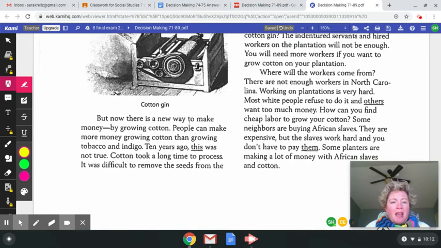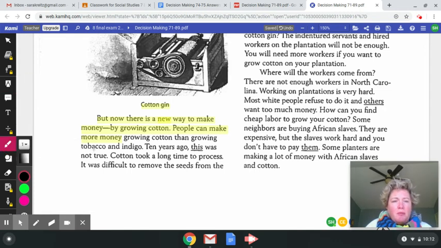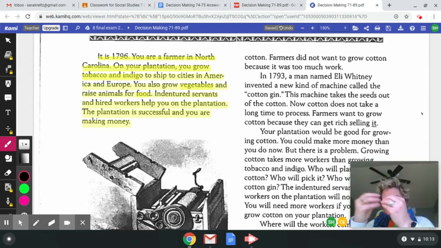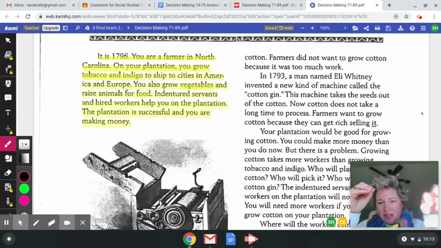But now there is a new way to make money by growing cotton. So I wonder what's changed. People can make more money growing cotton than growing tobacco and indigo. Ten years ago, this was not true. Cotton took a long time to process. It was difficult to remove the seeds from the cotton. So if you picture a sticky bush almost, there's a cotton ball, and then there's all these thorny things around it. Farmers did not want to grow cotton because it was too much work. You had to by hand take the little cotton ball and all the sticky stuff and separate it one little bit at a time.